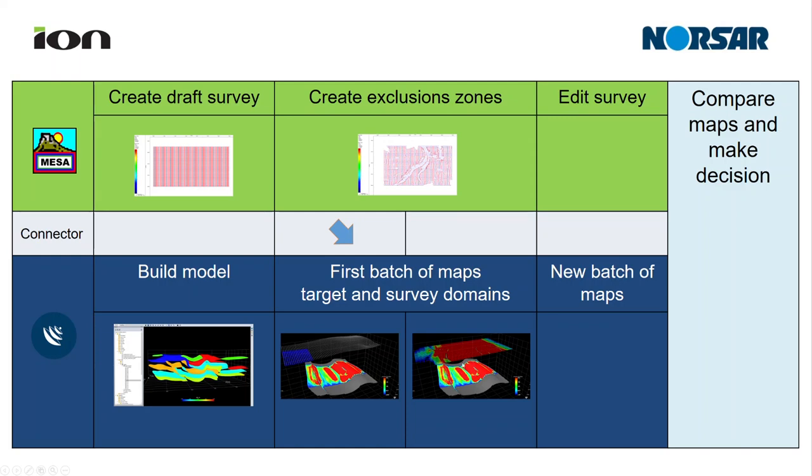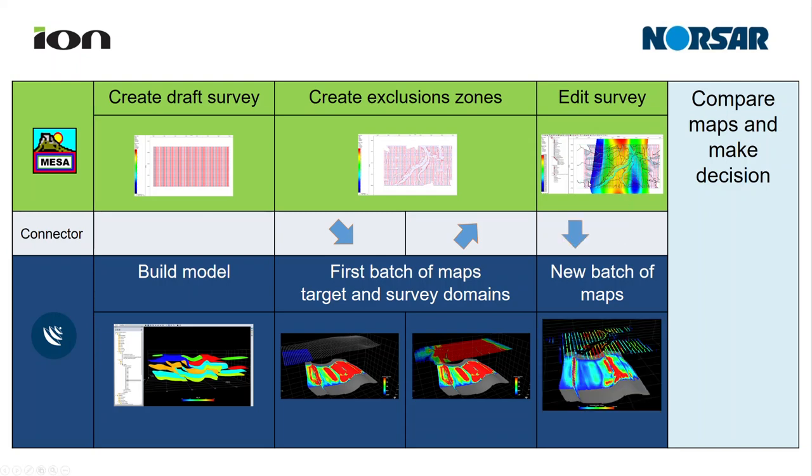Once the first maps are ready, we use the connector again to send the maps into MESA. With this information, the MESA user can continue to edit the survey, either reducing some shots and receivers that are unnecessary because their contribution is too low, or by increasing the density of shots and receivers in specific areas of your acquisition.